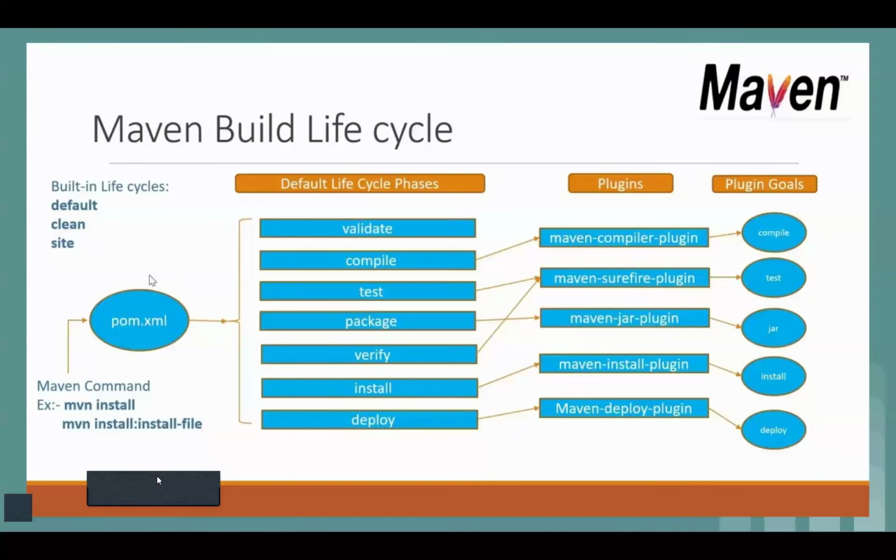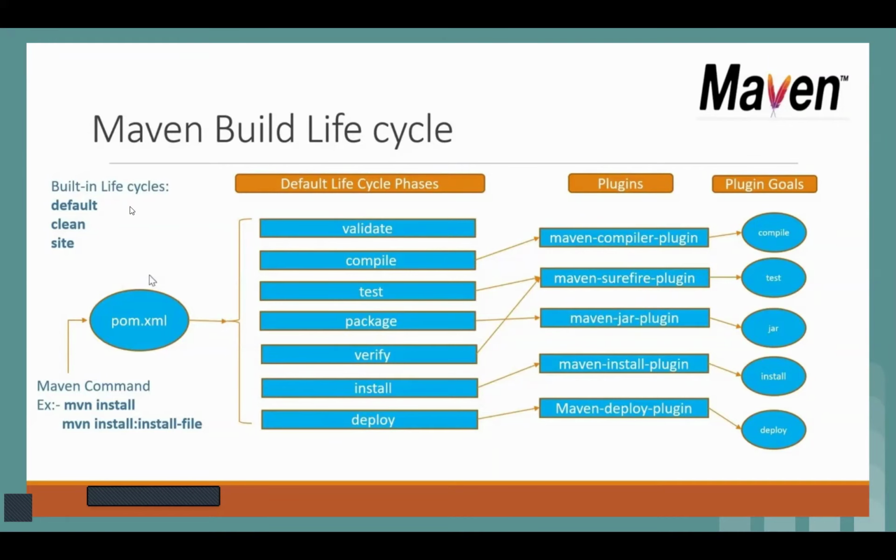So guys, Maven has three lifecycles: default, clean, and site. Site lifecycle is for documentation purposes. Clean lifecycle is for cleaning the project. And default lifecycle is the best lifecycle because it consists of various stages. Okay, fine. What stages are there?